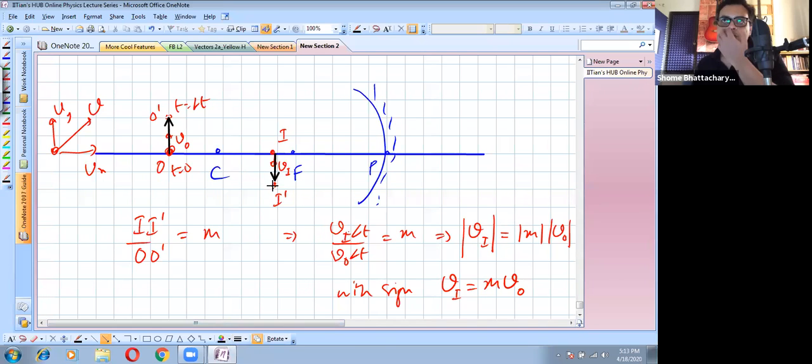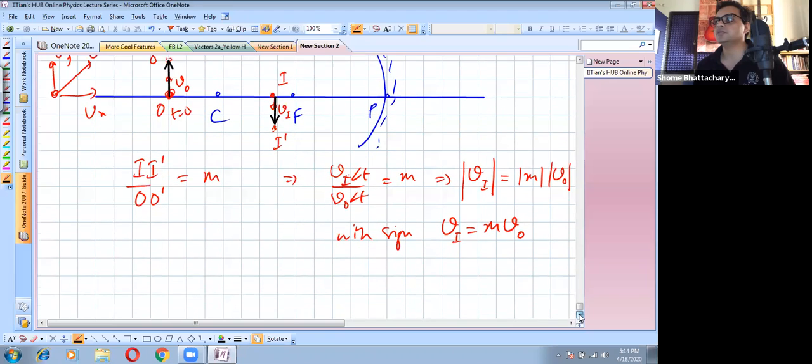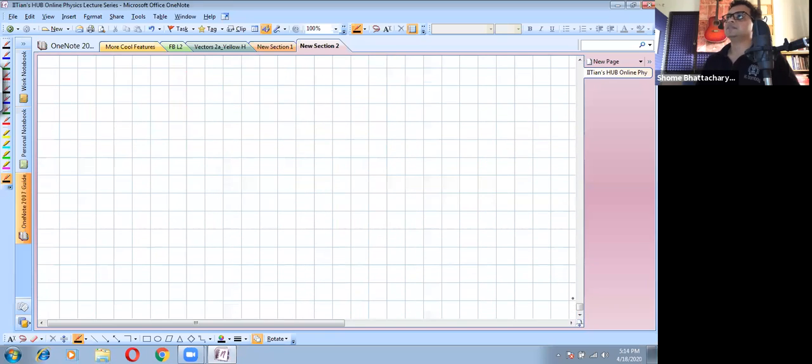So the ratio of the sizes is nothing but the linear magnification. So hence, if the object is actually reaching from here to here in time delta t, the image will also reach from here to here in time delta t, and that is the ratio of the velocities. Okay, so hope that point is clear. Right. So that is how you can work out questions related to relative velocity.